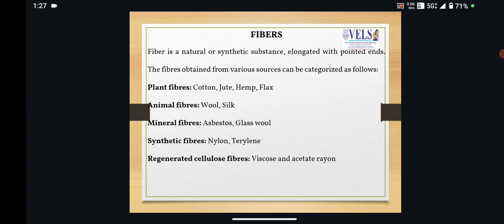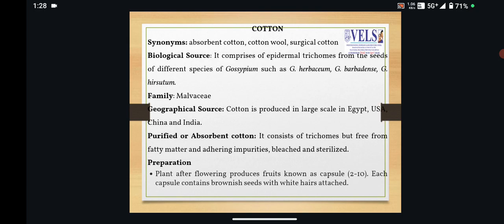The fibers are obtained from various sources, which can be categorized based upon the source: plant fiber, animal fiber, mineral fiber, synthetic fiber, and regenerated or semi-synthetic cellulose fiber. Plant fiber examples: cotton, jute, hemp and flax. Animal: wool and silk. Mineral fiber: asbestos, glass wool. Synthetic fibers: nylon and terylene. Sometimes fibers obtained from a natural source are modified; they are called viscose and acetate rayon.